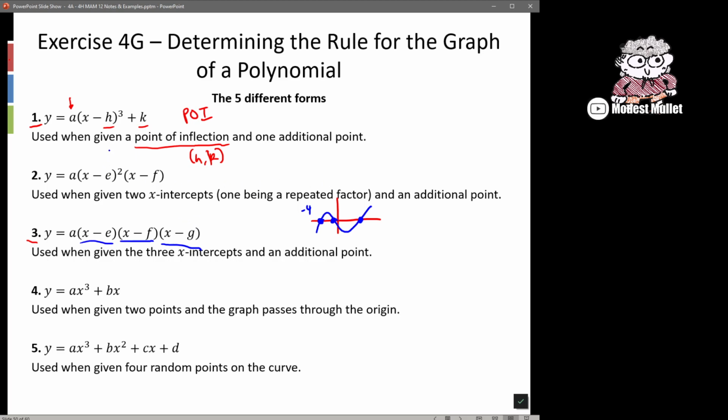Now we have a special version of the intercept form, which is number 2 here, where what happens if we have one of the intercepts repeated? That is, one of the factors repeated, that is when we get a particular situation.